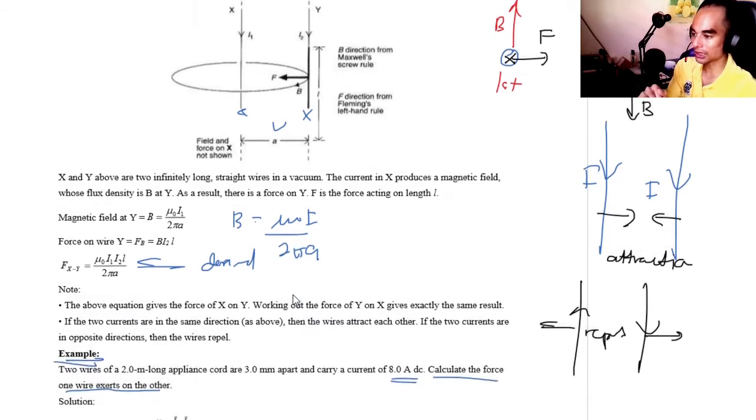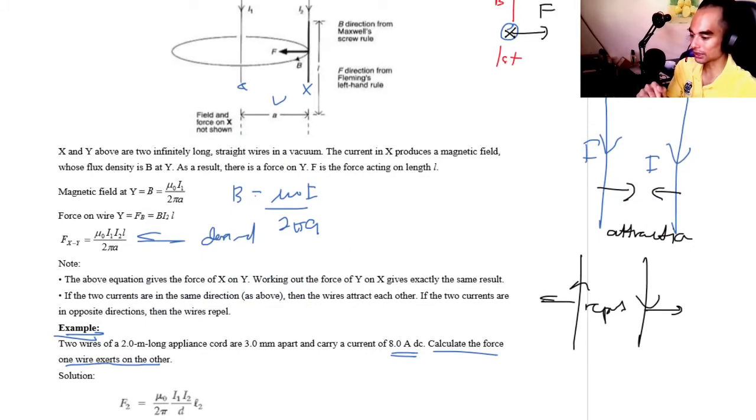So the one we were calculating just now, if both of them are in the same direction, this is the force of attraction, how much the force of attraction between the two current-carrying wires.